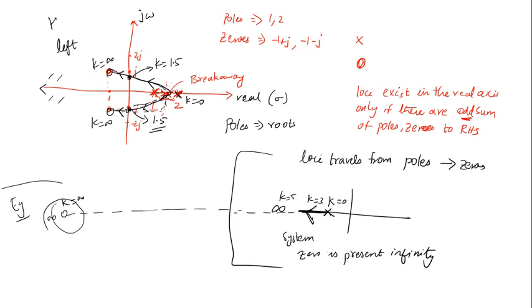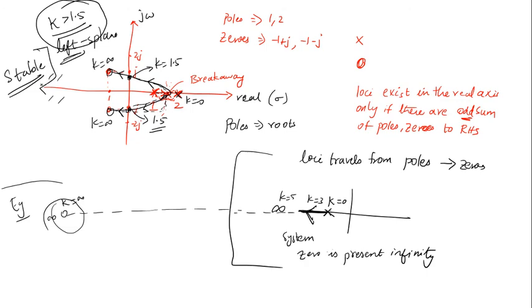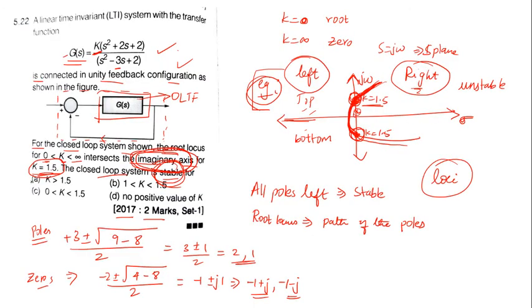For the values of k greater than 1.5, the loci goes to the left side of the S-plane, which means that for the values of k greater than 1.5, the system is stable, because if the poles are in the left side only, the system will be stable. That is the stability criteria. So we can say the answer for this is A, where the k value is greater than 1.5.